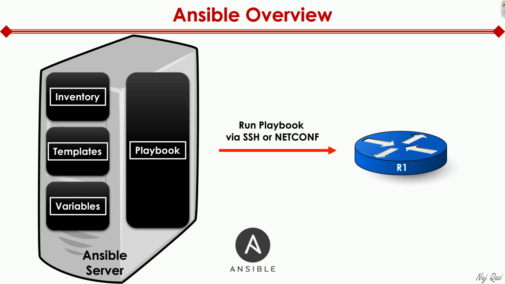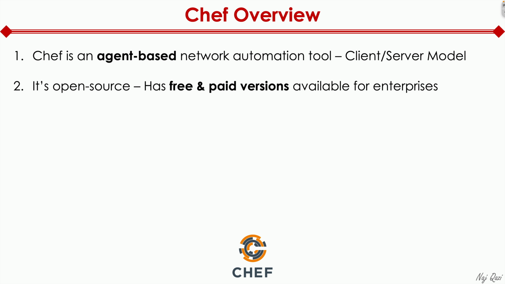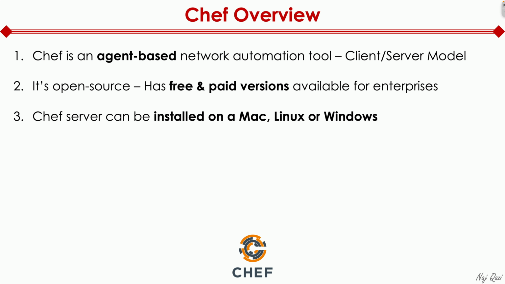Now let's shift our attention to Chef. That's another very popular network configuration tool. It's an agent-based network automation tool, and it uses a client-server model. It's open source, so once again, it has both paid and free versions, and I explained earlier why you would want to be on a paid version if you're doing this in a production environment. Chef can be installed on a Mac, Linux, or Windows. It uses a pull model, so this is the opposite of Ansible.